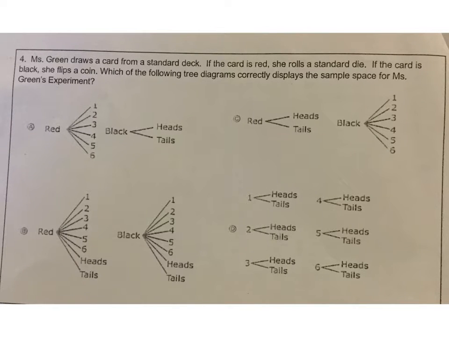Number 4. Mrs. Green draws a card from a standard deck. If the card is not red, she rolls a standard die. If the card is black, she flips a coin. Which of the following tree diagrams correctly displays the sample space for Mrs. Green's experiment? A, B, C, or D?